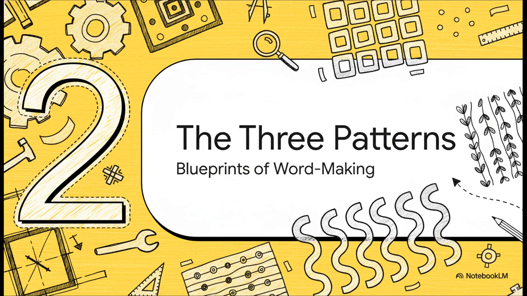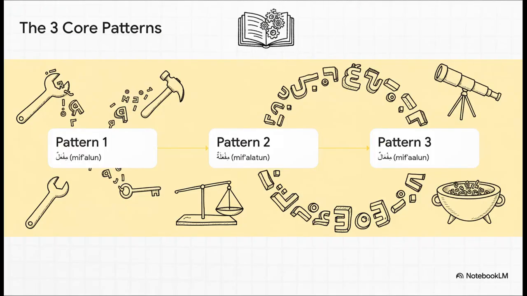Arabic uses a set of standard blueprints, or what grammarians call awzan, which just means patterns. Let's take a look at the three big ones. And here they are. You've got Mif'alun, Mif'alatun, and Mif'alun. What is so remarkable about this is that pretty much every classical noun of instrument is built using one of these three molds. You just take the root letters of a verb and you kind of pour them into the structure of one of these patterns.